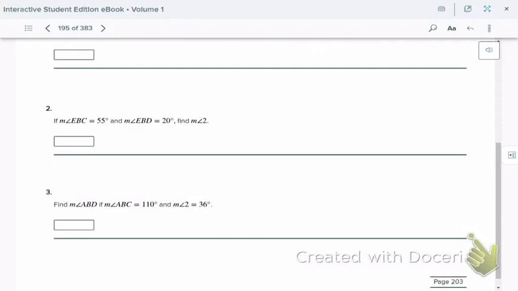All right, number 2, EBC is 55. We're wanting to find angle 2 again. Wait, that's the same thing. Sorry. Number 3, ABD is what we're looking for. ABC is 110 and angle 2 is 36. So is the whole thing 110? Is this right?